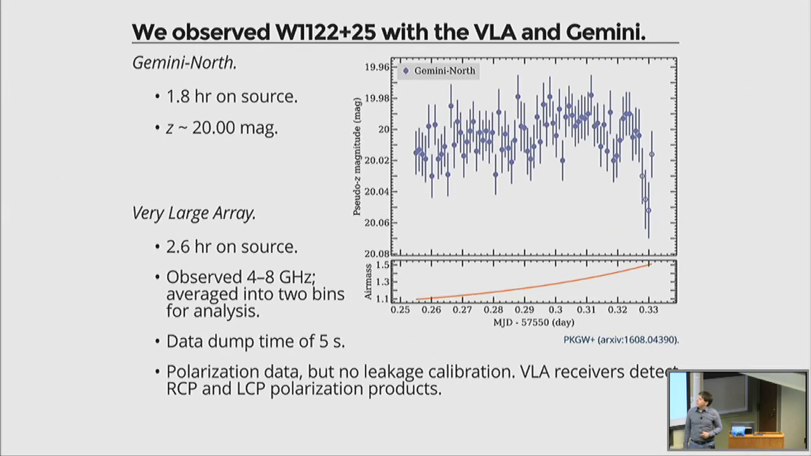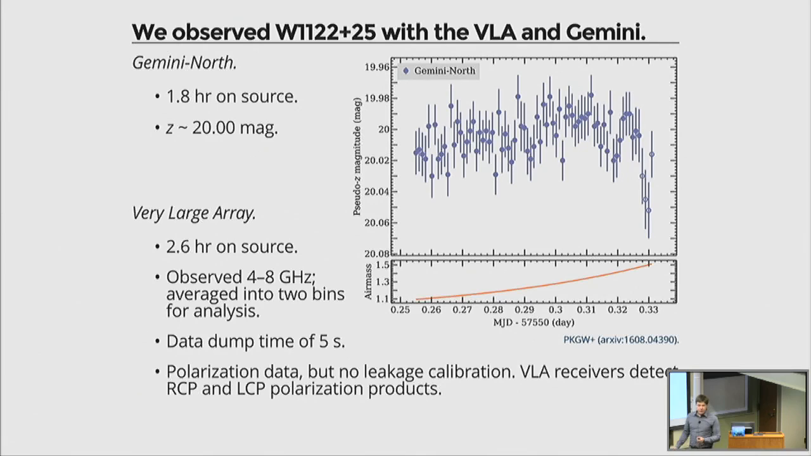So this is the Gemini light curve, about a couple hours on source. And essentially, it seems to be steady. At the end here, this is the air mass. It's starting to set, so we don't believe those points necessarily. So there's not much to say about the Gemini emission.